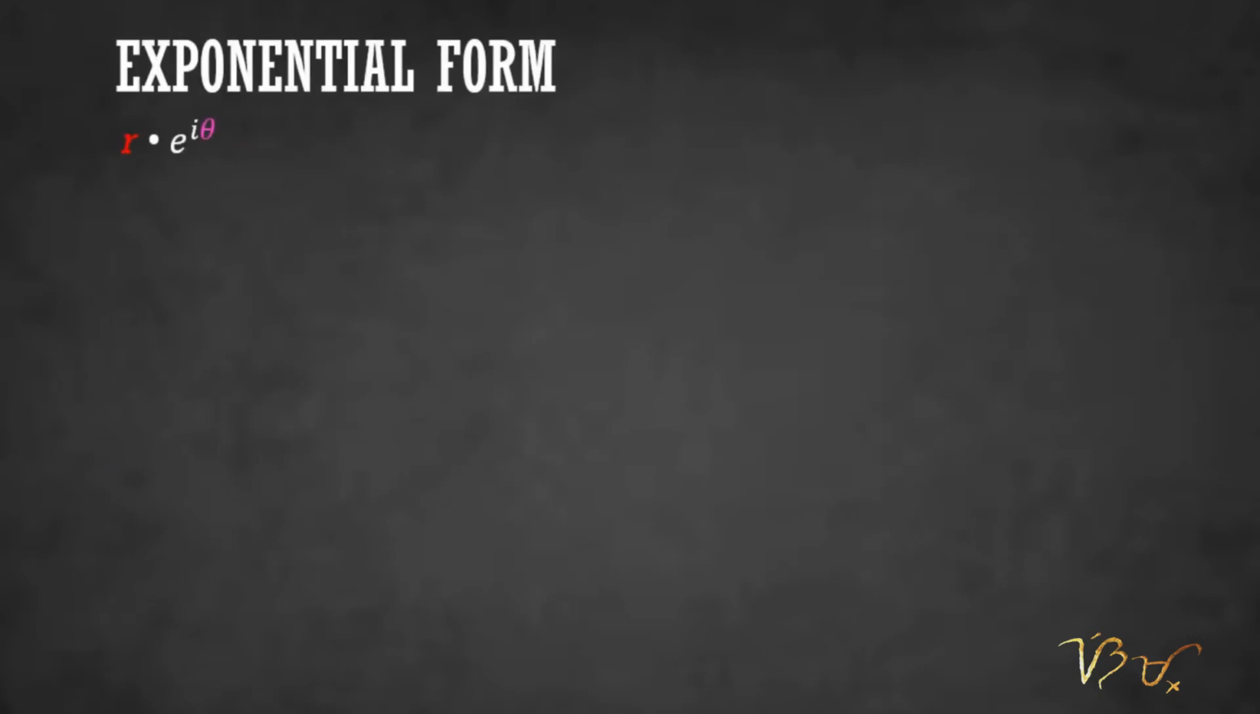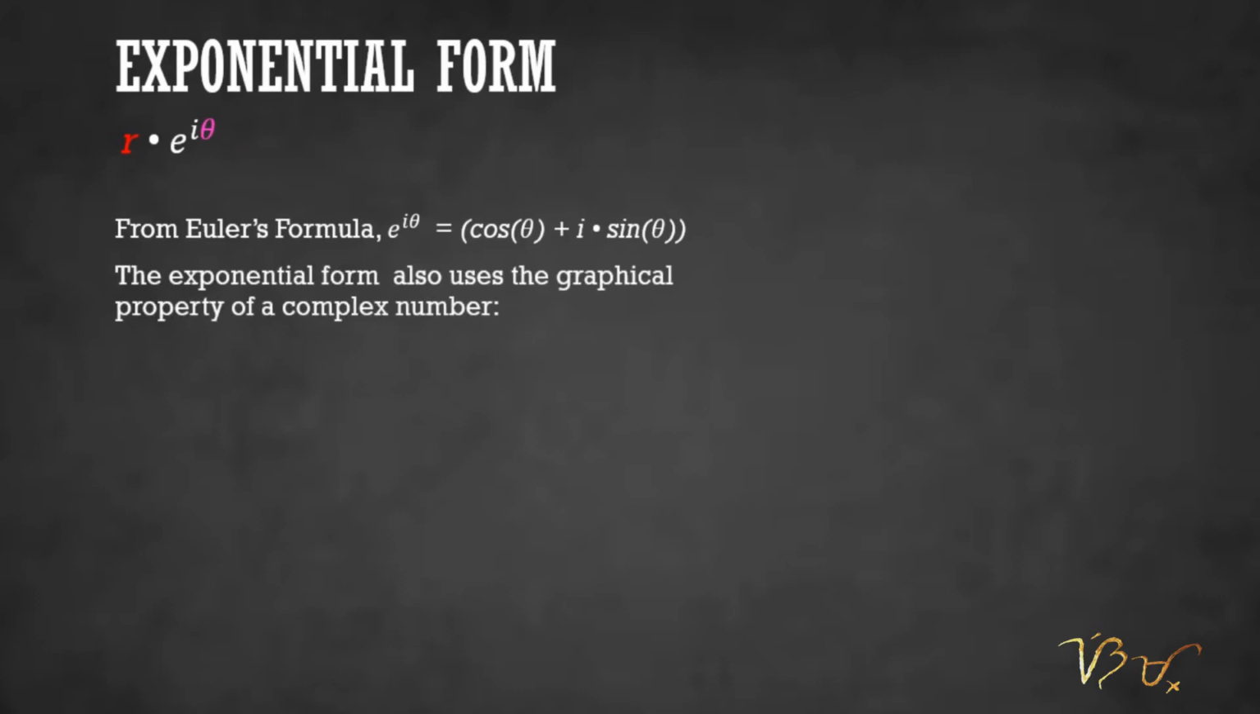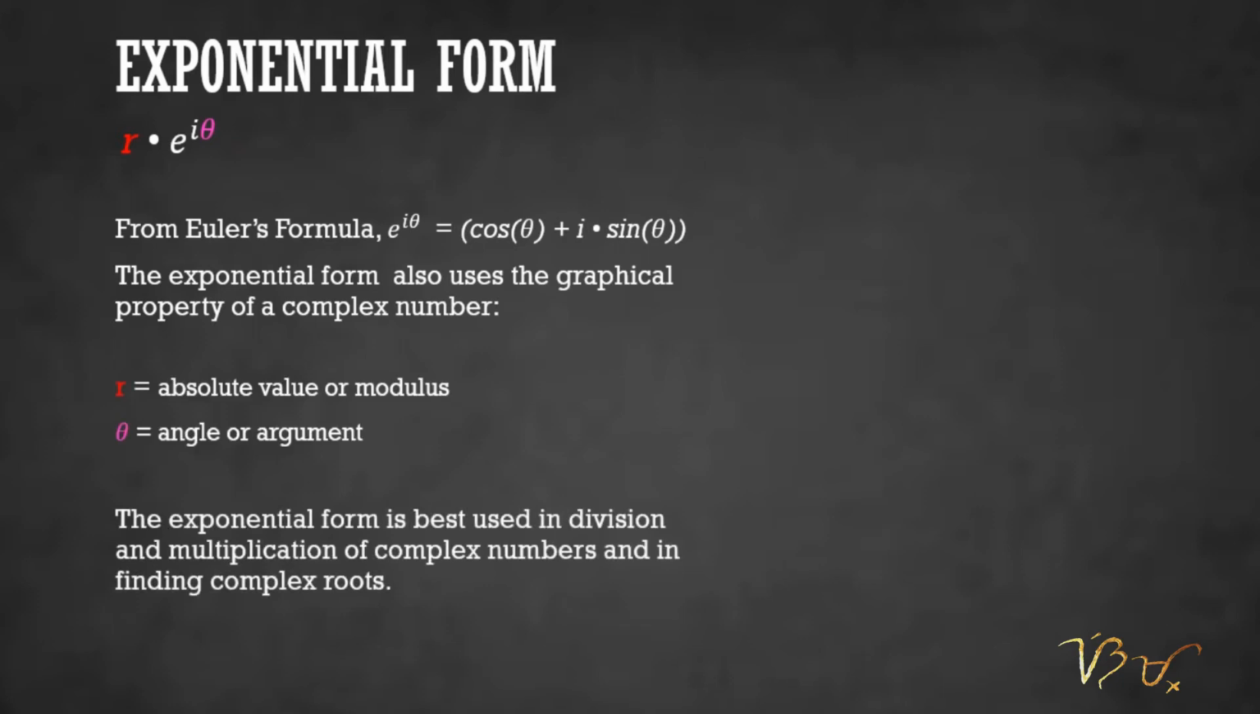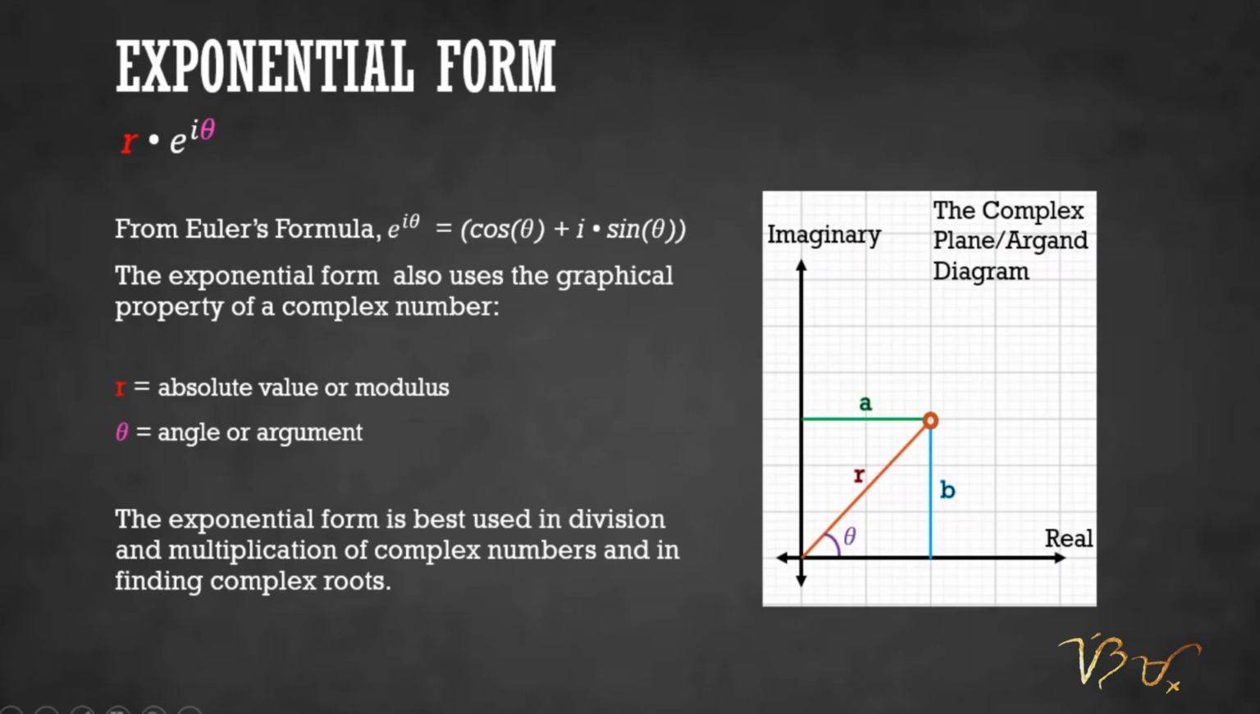Last is the exponential form. It follows r times e raised to i times theta. From Euler's formula, e raised to i times theta is equal to cosine of theta plus i times sine of theta. Exponential form was taken from the polar form. This is just a more compact version. The exponential form also uses the graphical property of a complex number, where r is the absolute value or modulus and theta is the angle or argument. The exponential form is best used in division and multiplication of complex numbers and in finding complex roots.